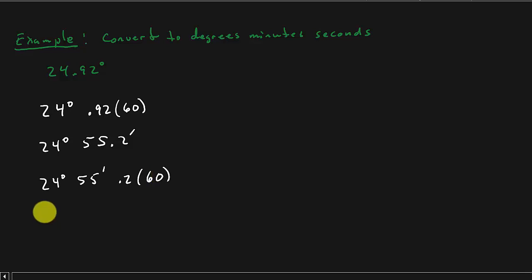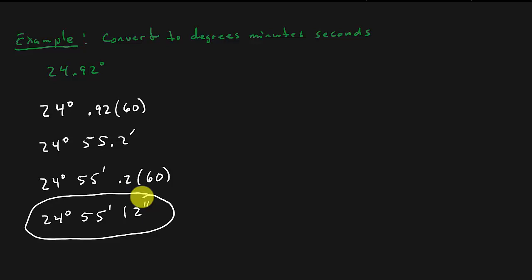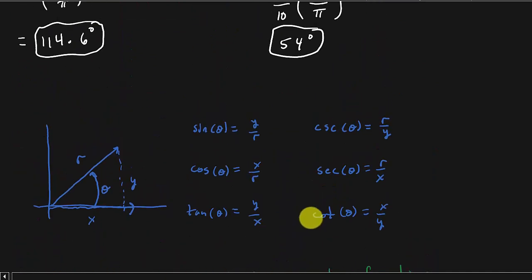And so 0.2 times 60, that's 12. So that's going to be 24 degrees, 55 minutes, and 12 seconds. And so there's converting decimal to degrees, minutes, and seconds. All right. Now let's come back up here.